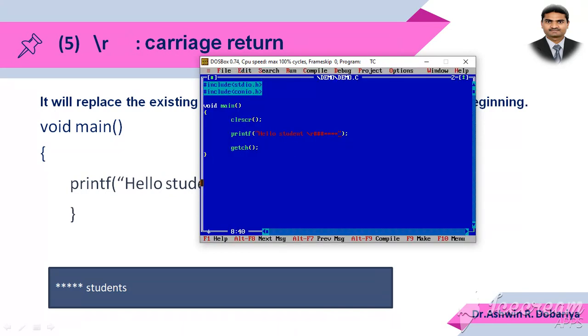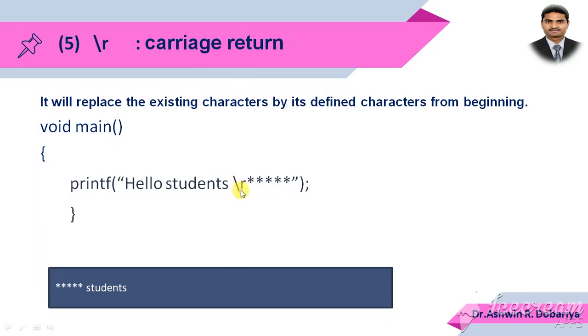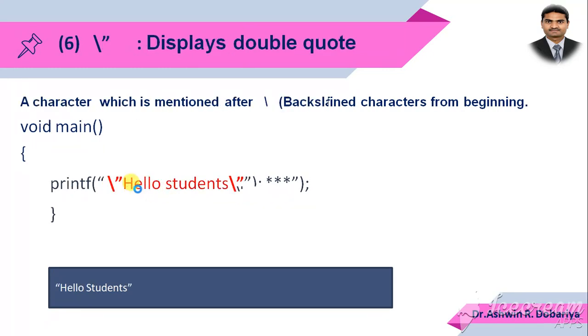So that is the use of, that's why it is known as a carriage return. Carriage return means first it moves the cursor to the beginning, and after that whatever character you mention, it overwrites on that character. So this is the use of that.